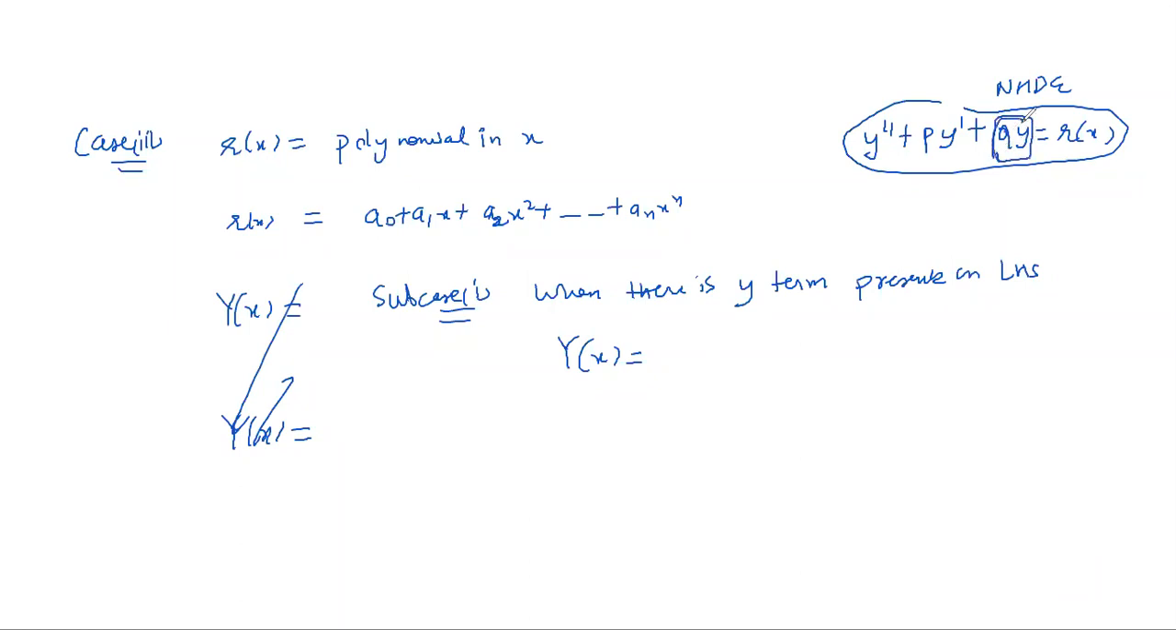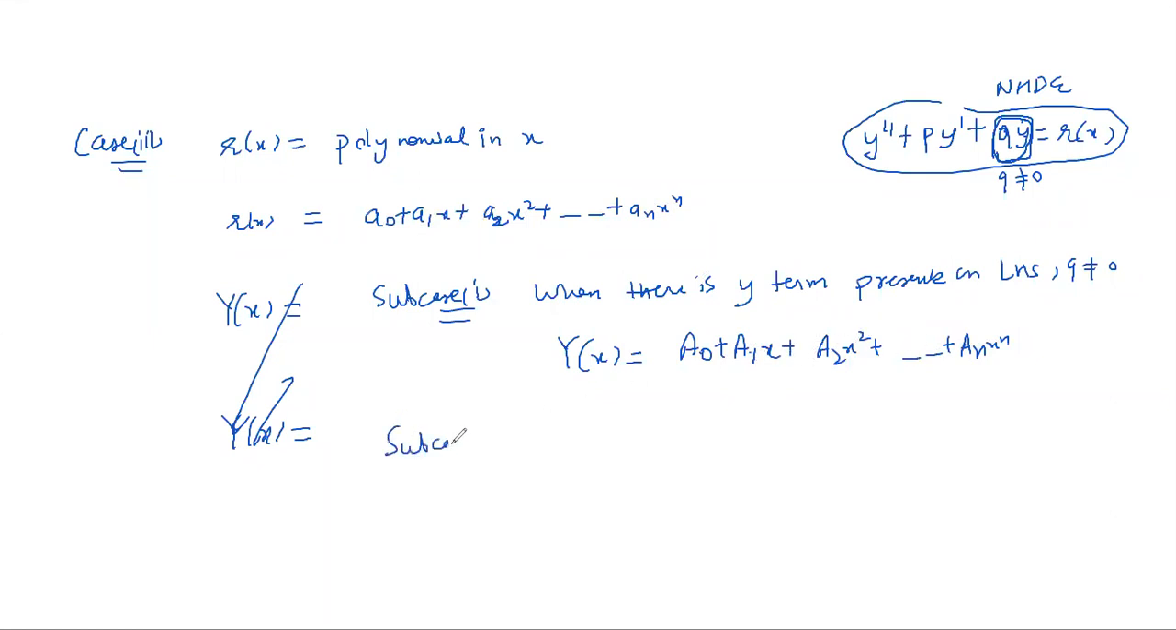If there is a y term present, it means q is non-zero, right? In that case, your choice of Y(x) is directly a0 + a1x + a2x² + ... + anx^n. So it's a complete polynomial. Obviously, you will choose your own coefficients. So these a0, a1, a2 are going to be your undetermined coefficients.